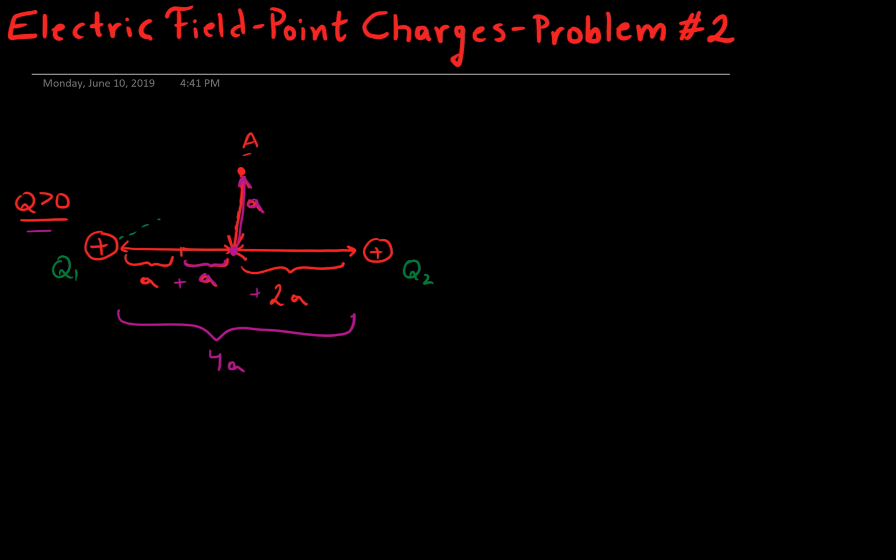Drawing a line from each of these charges, we see that the electric field over here at point A for Q1 points that way, and for Q2 it points this way. We'll call these electric fields E1 and E2 respectively. Okay, so let's consider now what they look like in terms of vectors. So let's blow this picture up a little bit.